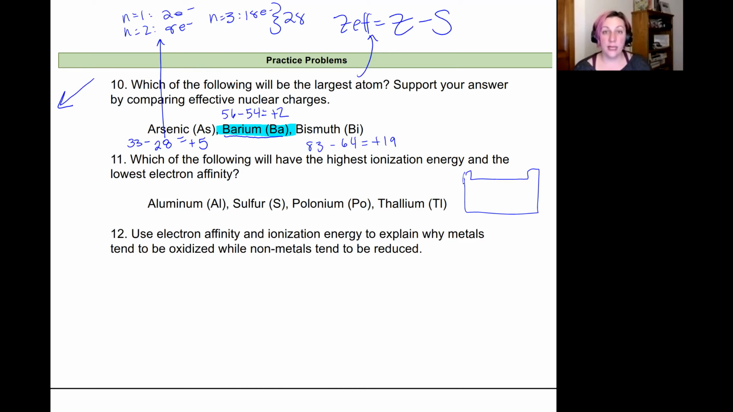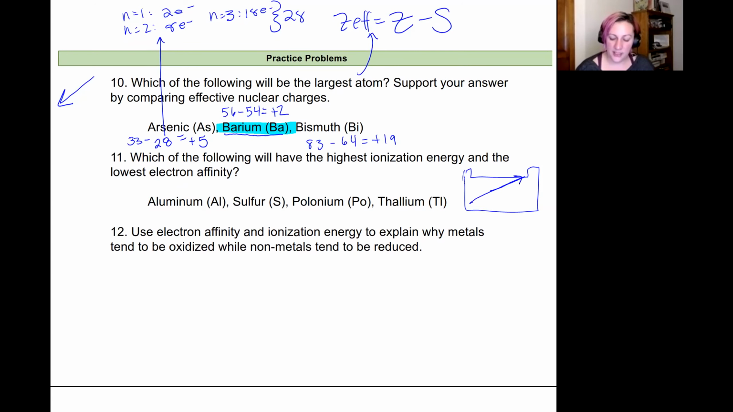All right, so now turning to number 11, which of the following will have the highest ionization energy and the lowest electron affinity? And now these trends are pretty parallel. So up here in this upper right-hand corner, we have very high ionization energies. It's hard to remove an electron, and we have high electron affinities. It's easy to gain an electron. And down here at the bottom of our periodic table, we have low ionization energies and low electron affinities.